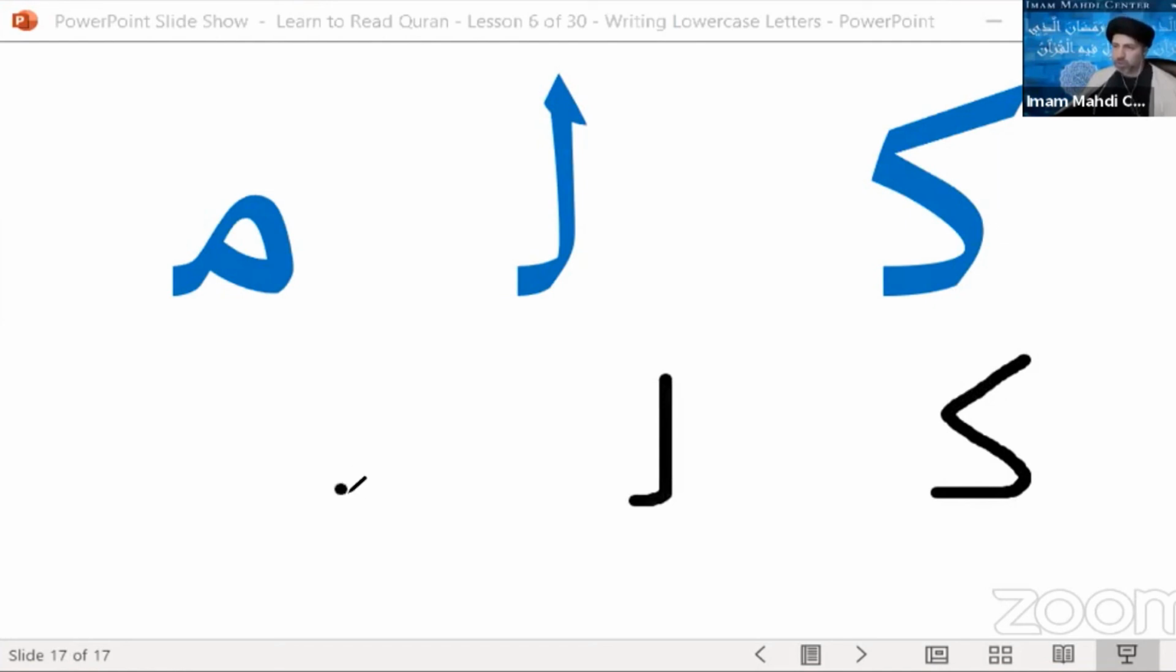And to draw the mim, like we said, there's 2 ways you can do it. You can go counterclockwise and then give a small extension, or you can go clockwise and then give a small extension like that. So these are the lowercase forms of the kaf, lam, and mim. And it's a very good idea that you practice writing these over and over. The more you write it, the easier it's going to become for you to be able to recognize the letters of the alphabet. So when we go to the next parts, those are going to be easier, and eventually reading is going to be very easy. So this is the end of our session.